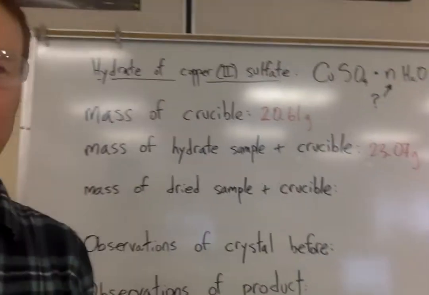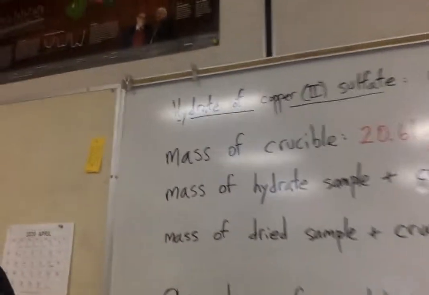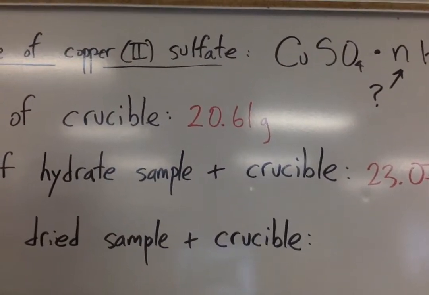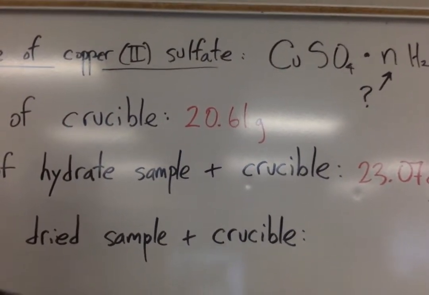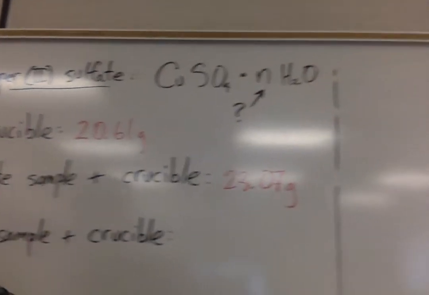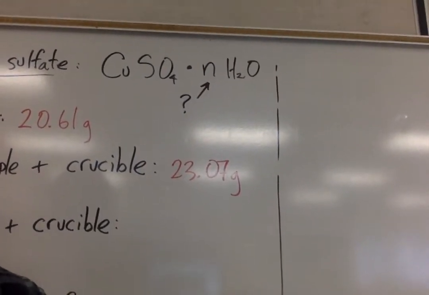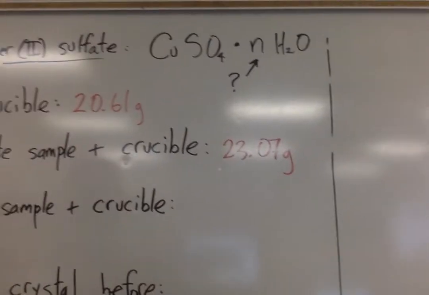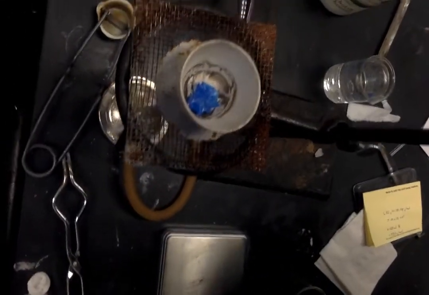I've measured these masses so far. The mass of the crucible, I don't know why, it lost 0.02 grams. No problem there. The mass of the crystal in the crucible, 23.07 grams. That's a big crystal. It's already going. It's just starting up.